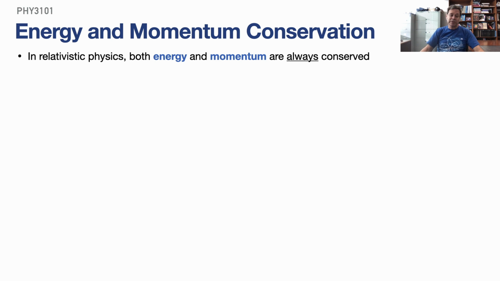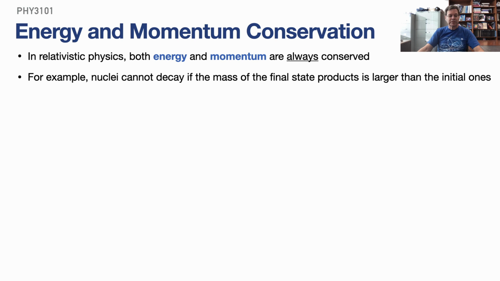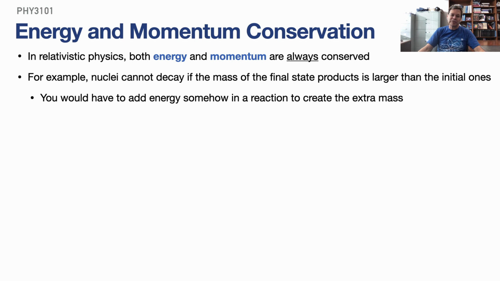And in particular, in relativistic physics, and there is a relativistic description that includes quantum mechanics to describe particle interactions, both energy and momentum are always conserved. And basically that means that, for example, a nuclei cannot decay if the mass of the final state products is larger than the initial ones. You would have to add energy somehow in a reaction to create the extra mass.